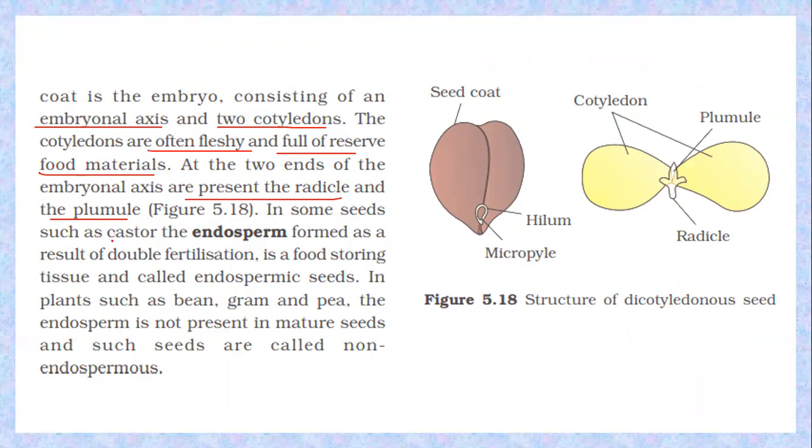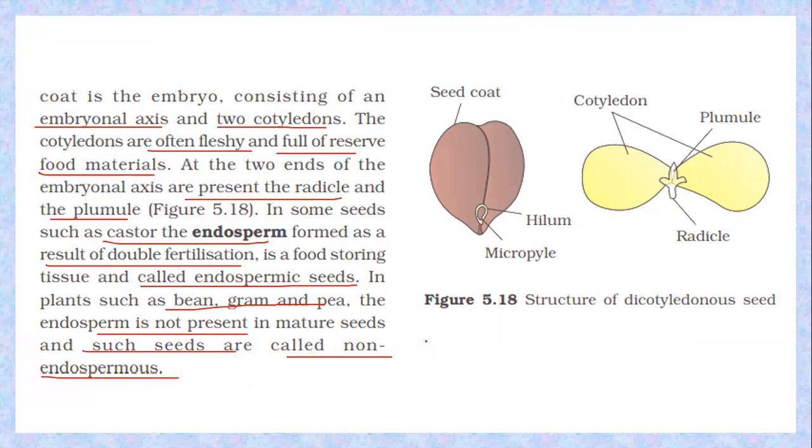In some seeds, such as castor, the endosperm is formed as a result of double fertilization and they are called endospermic seeds. That is, even after fertilization, the endosperm will remain over there. In bean, gram, and pea, the endosperm is not present in a mature seed, and such seeds are called non-endospermous seeds. This is a very important, frequently asked question for your exam. Which one of the following is an endospermous seed, which is a non-endospermous seed?